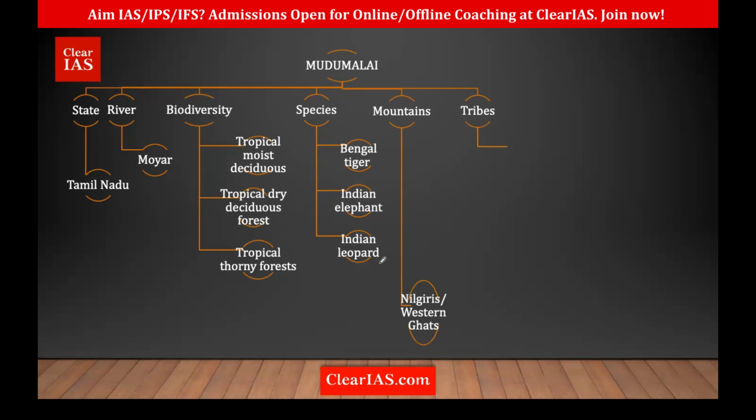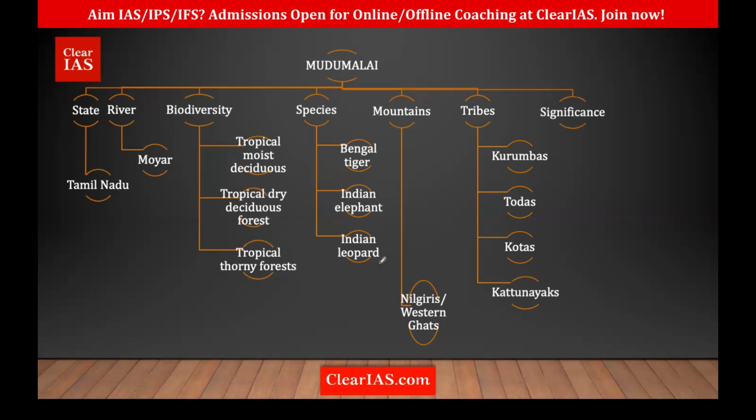Okay. And which tribes are found here? So we must know the important tribes in Tamil Nadu found here. So there are Kurumbas, Todas, Kotas, and Kattunayakans. These are the tribes found here. So these are the important tribes in Tamil Nadu, especially in the Nilgiris mountains.